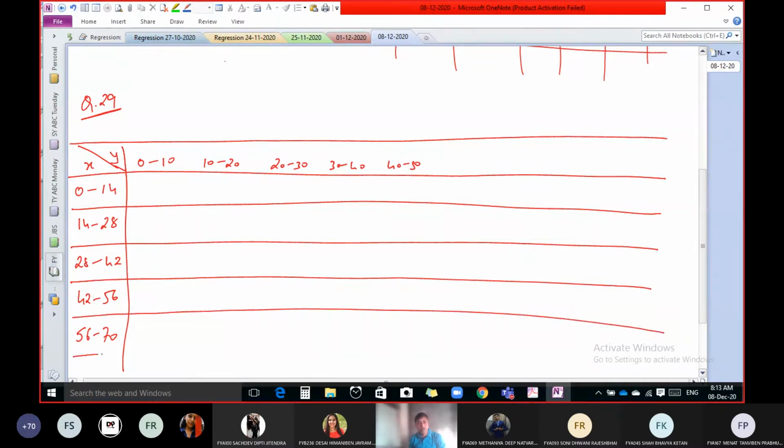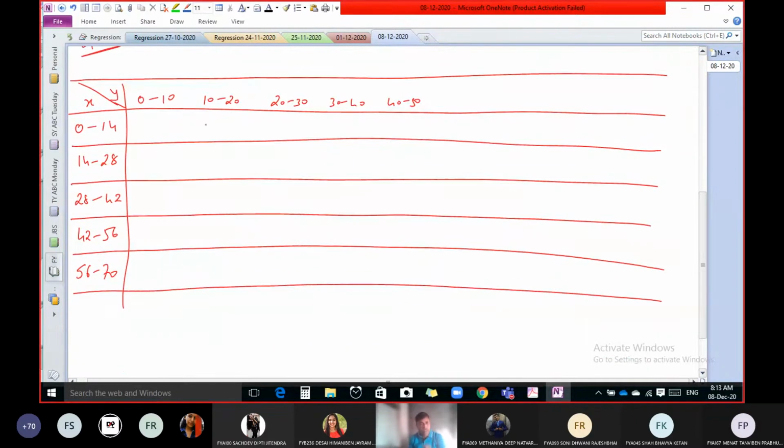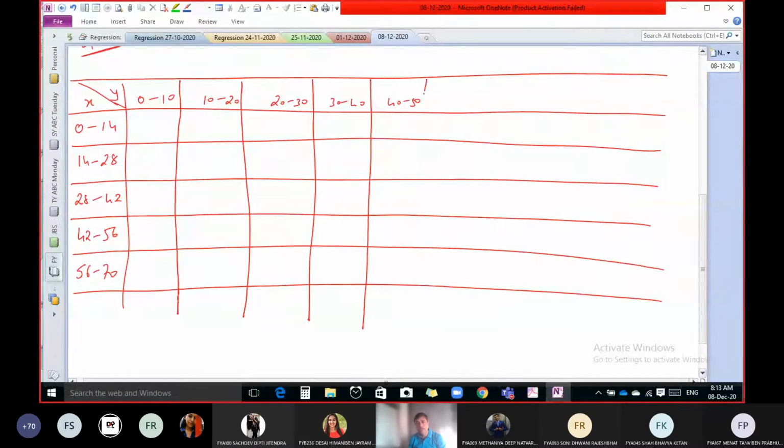So this requires time, and it is better to draw each vertical line so that we get a clear idea about the cell. Now here, what do we have to write?